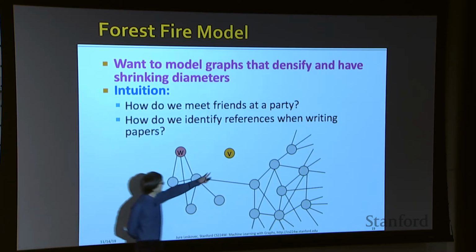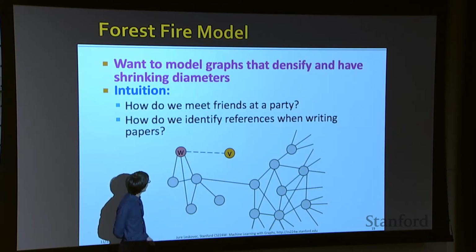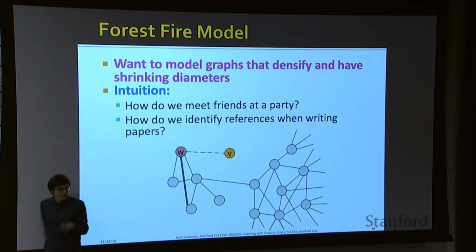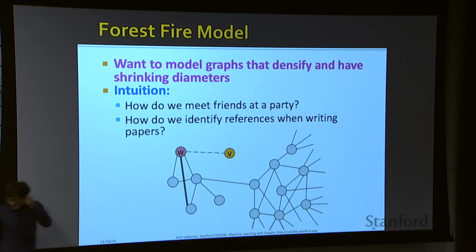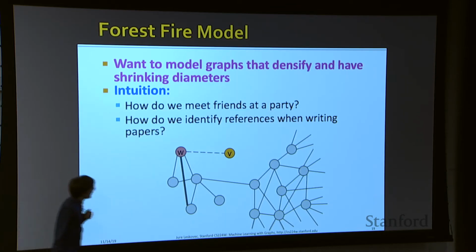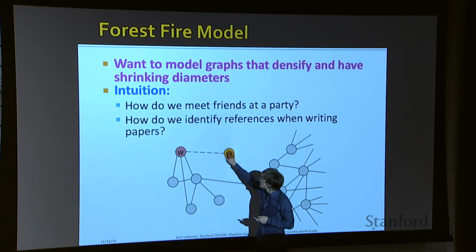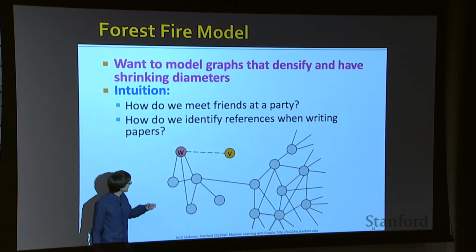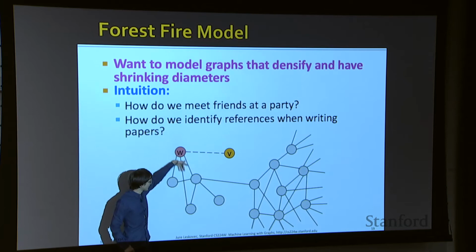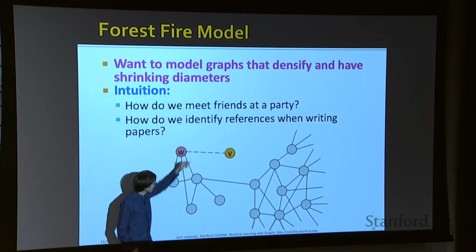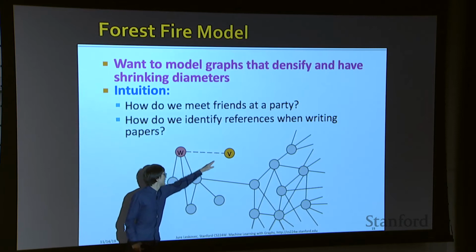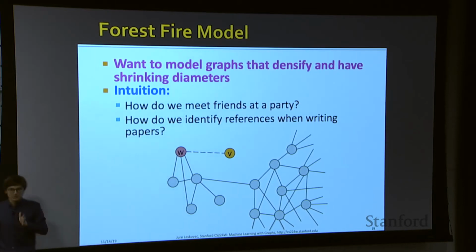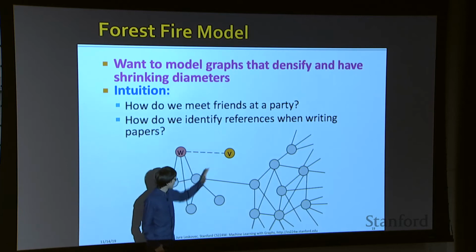Here is you without any friends. So if everything goes well, you meet someone. And what do they do? They introduce you to their friends, and then you make connections to them. And over time, you will make more connections. And that's the idea for this forest fire model, where the new node will come. It will somehow select the ambassador node, the W. And now we will try to, in some sense, start some kind of forest fire that will spread over these edges. And wherever the fire will spread, we are going to create connections to those people. And as the fire spreads, we will create connections to other people.